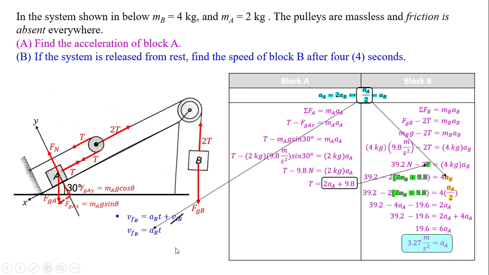Earlier, we said that aB is just half of whatever aA is. So I'm just going to plug it in. aB is aA divided by 2, times T. I know what T is. T is 4 seconds. I know what aA is. aA I just found, which is 3.27. So really, I'm just using the information that I just calculated. So here, 3.27 divided by 2 times 4, and that will give you an answer of about 6.54 meters per second. And that is the answer to part B.